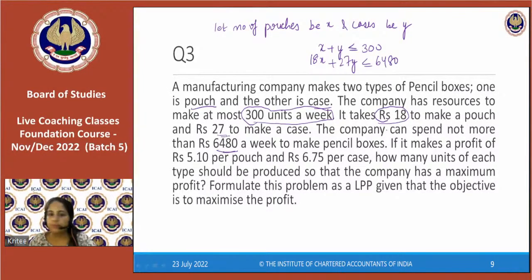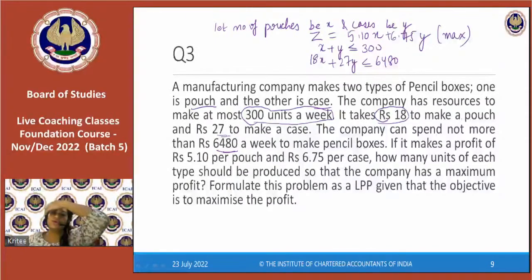It's like this. Okay. It makes a profit of 5.10 on the pouch and 6.75 on the case. I have to maximize this. How many units of each to be produced in order to maximize this? And not to forget, in any production LPP problem, your X and Y both should be greater than or equal to 0.